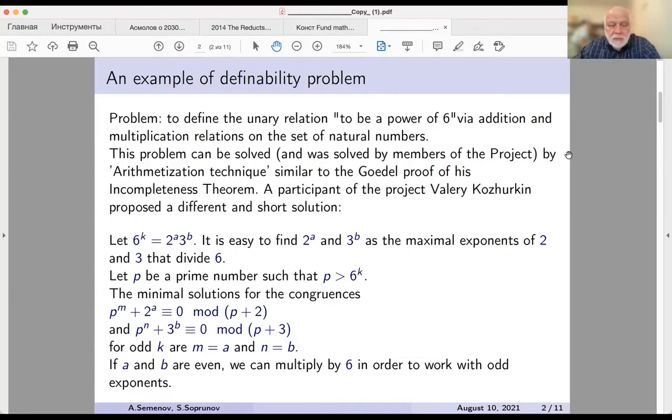The previous problems were easy enough. It was a problem how to define powers of 2, powers of 3, then powers of 4, which is a little bit more complicated, but of course it's just a square of a power of 2. But when the participants started to consider powers of 6, it happened to be much more cumbersome.